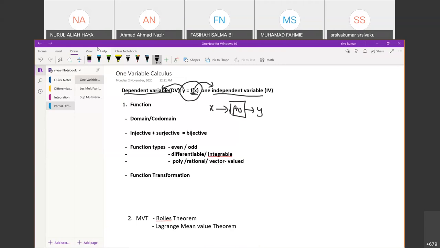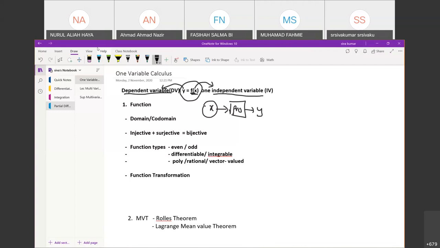But the important thing here is that what you learned before is one variable calculus. Therefore, simple mathematics begins in this way. For x, I give one input. That means I am giving one effort here, one effort.